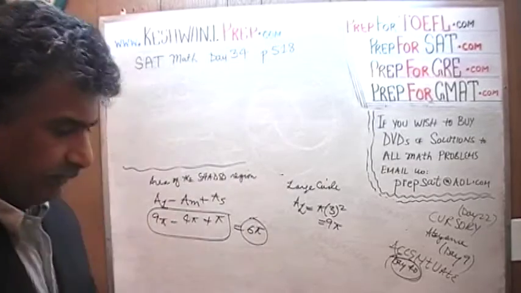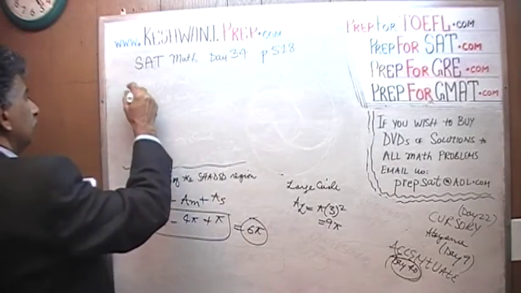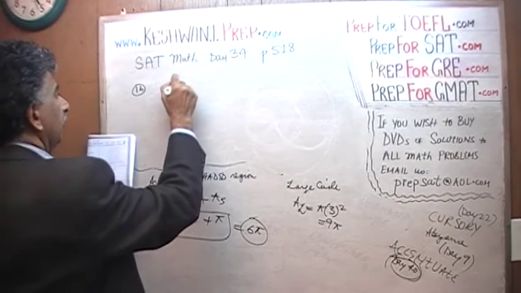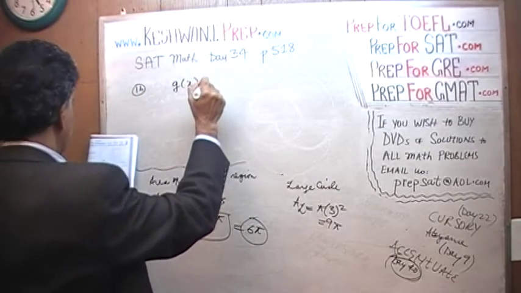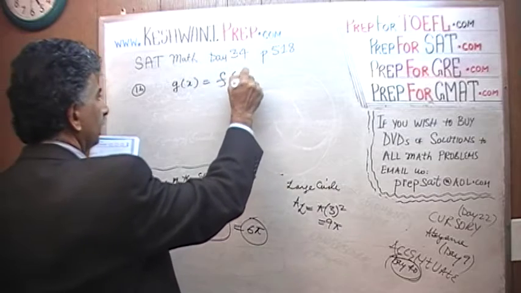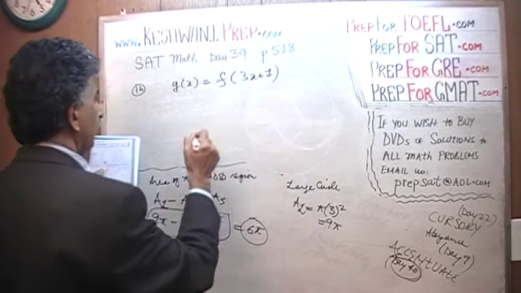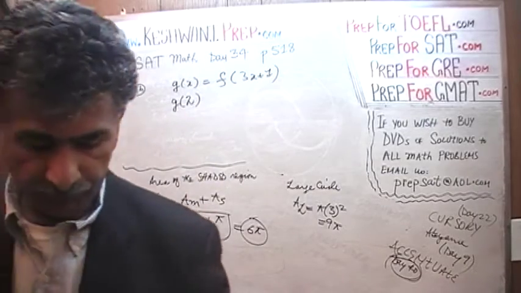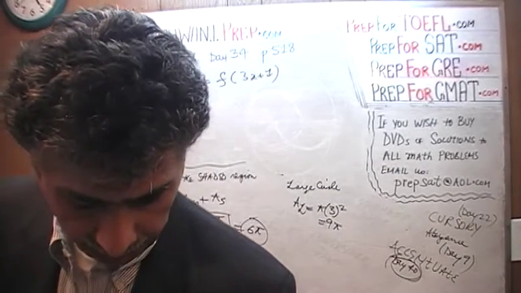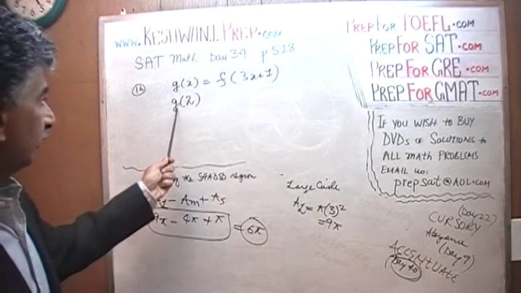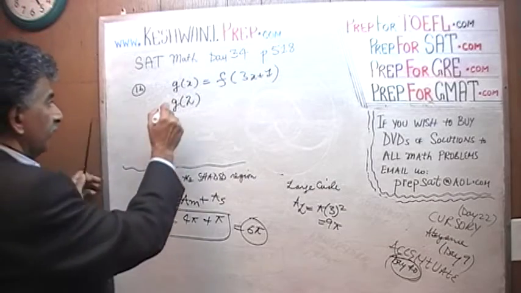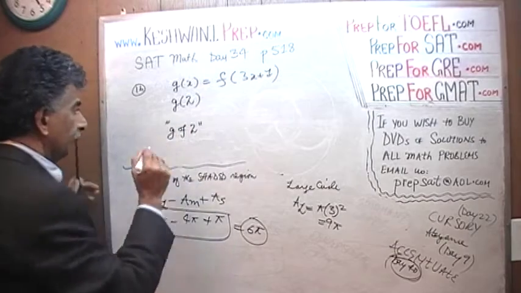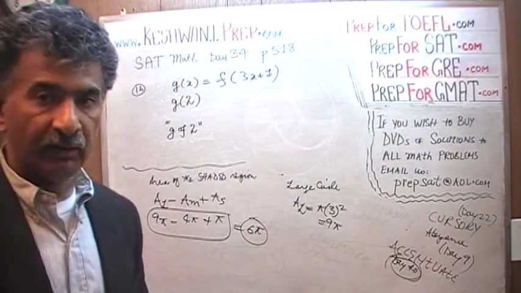So here in question number 16 we are told that g of x equals f of 3x plus 1. And the question simply is, what's the value of the function g when x equals 2? That's how you read it. That's what this says. This is read as g of 2. G of 2 is how we read it.